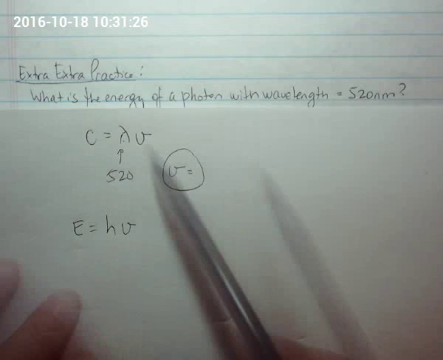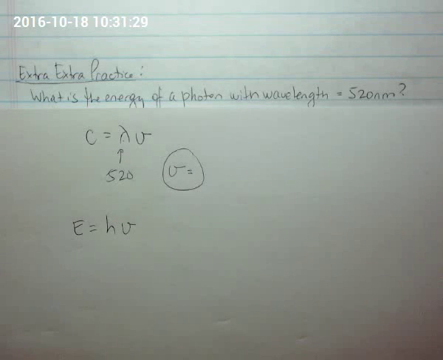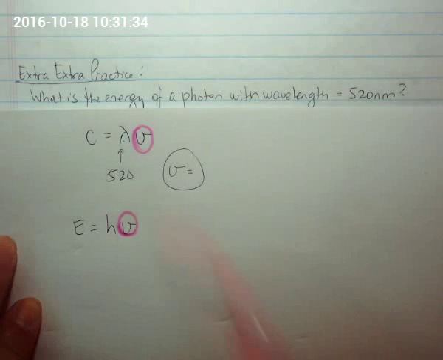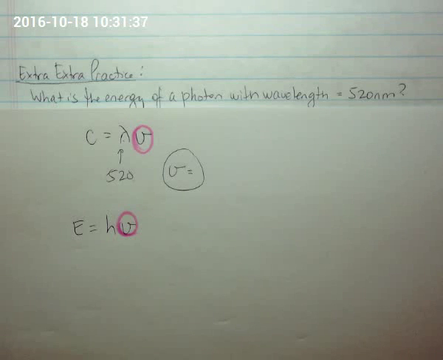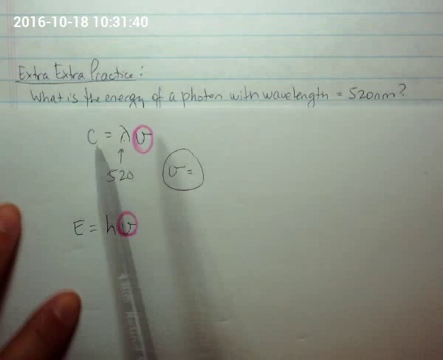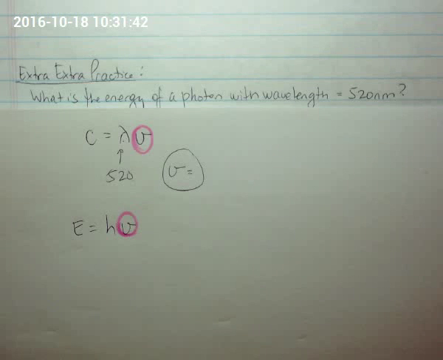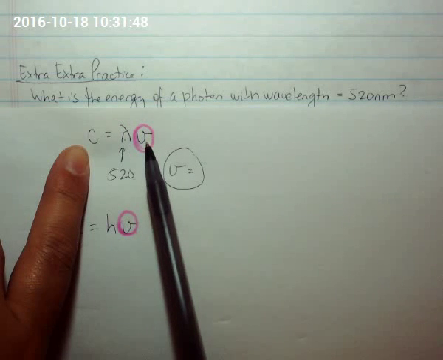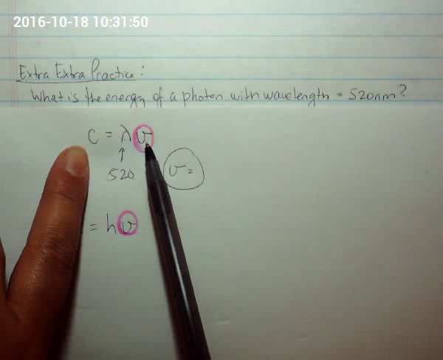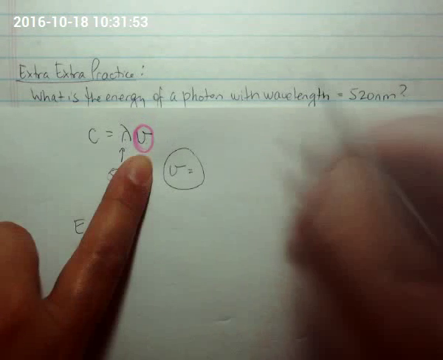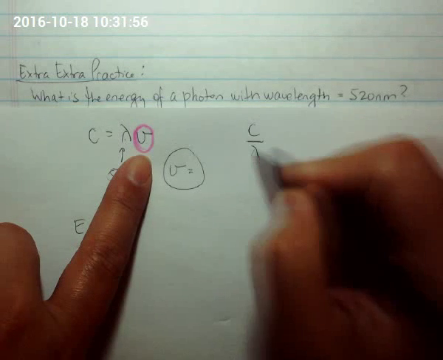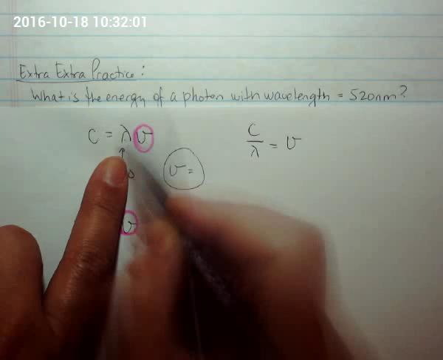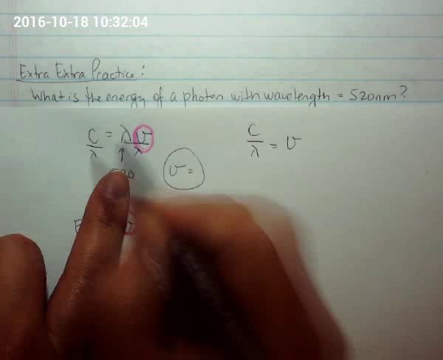All right. Let me show you something really quickly. Do these two equations have a variable in common? The nu, right? They both share that variable. Or another way of doing that is, what if I take this equation and isolate nu? How do you get nu by itself? C over lambda equals nu, right? All I did is divide both sides by lambda to get the nu by itself.